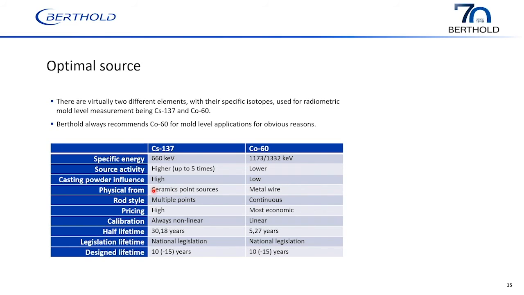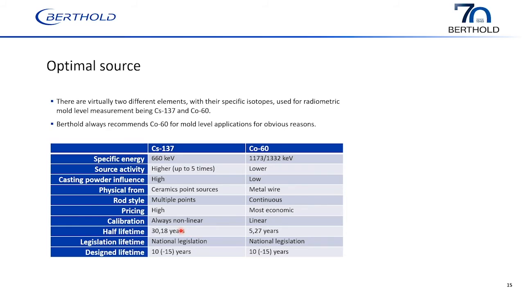For cesium, the physical form is ceramic points, so it's not a continuous source. The cesium is embedded in ceramic points. For cobalt, it's a metal wire, which is continuous. Cesium is also much more expensive than cobalt. And if you calibrate using a cesium source, you will not get a linear response curve. That means you cannot do a 0 and 100% calibration and get a linear curve between those. That you can do with cobalt, because that is a continuous and linear source.